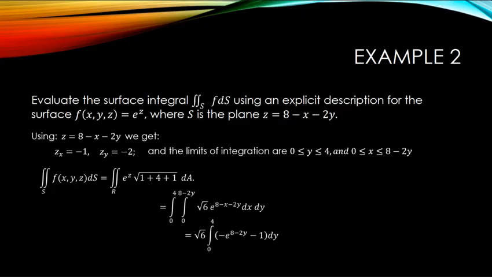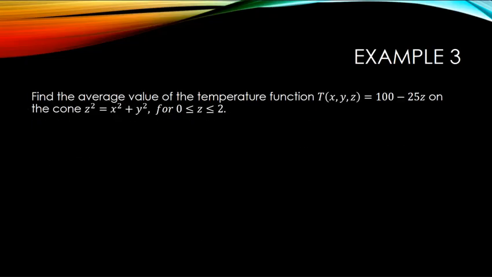And my outer integral becomes the square root of 6 times the integral from 0 to 4 of negative e to the 8 minus 2y minus 1 dy. Completing this integration, I get the square root of 6 times the quantity e to the 8th minus 9 divided by 2. Here's a third example.